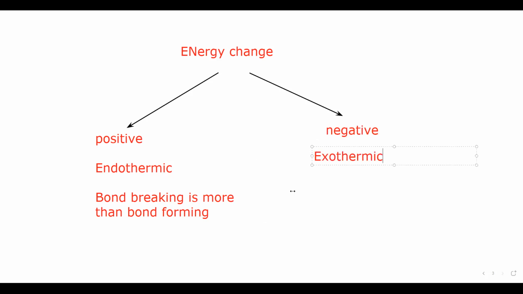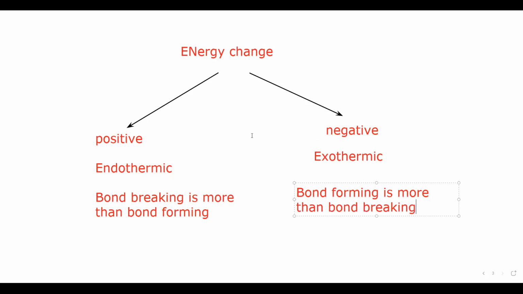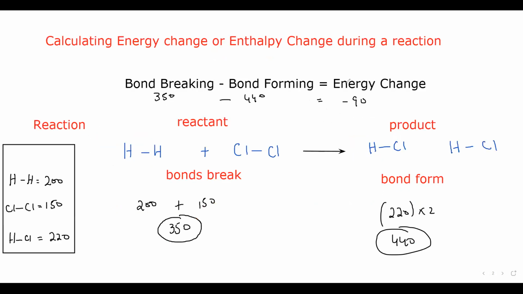And what it shows is that the bond forming energy is more than bond breaking. So if the energy change answer is negative, it means the reaction is exothermic. And if it is positive, the reaction is endothermic. So when we calculate the energy change here, we are getting minus 90. So what kind of reaction is this? Endothermic or exothermic?